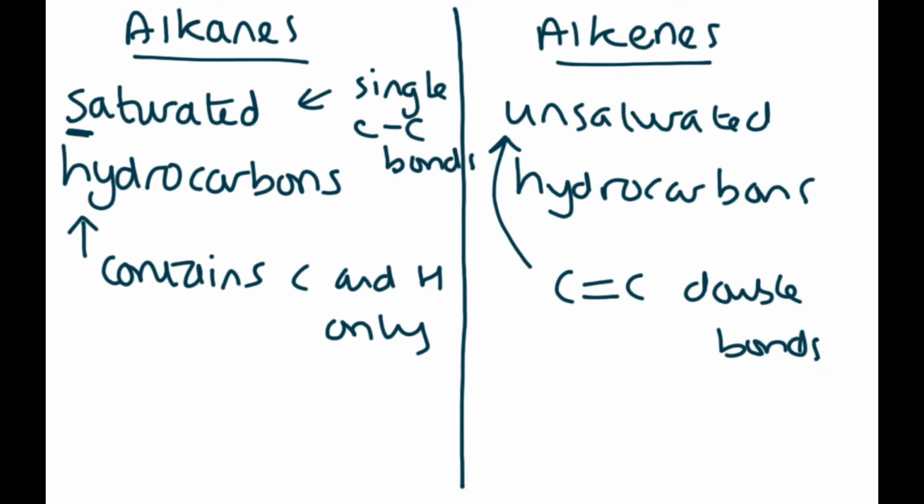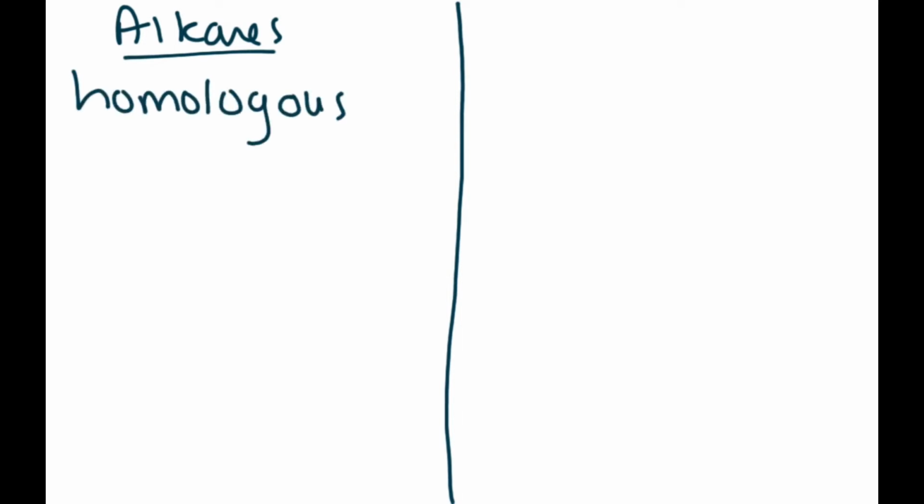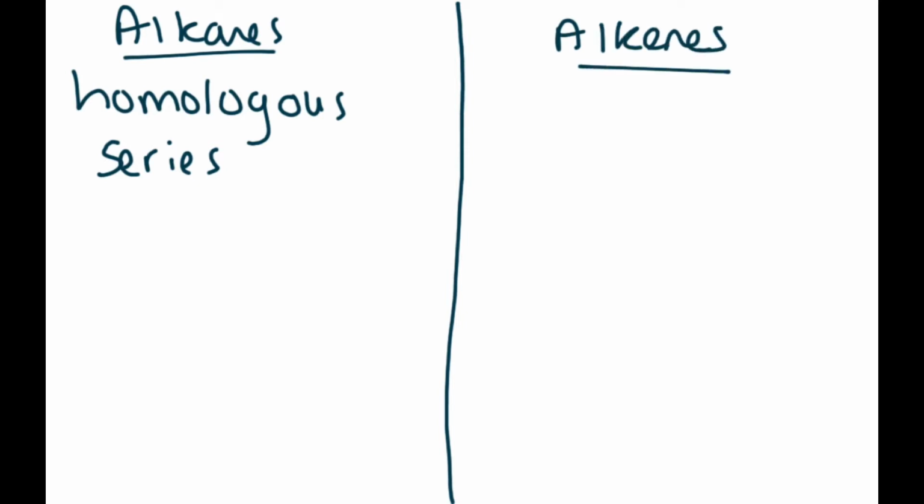Now we're going to keep this comparison going in terms of the homologous series. Be careful with your spelling here. Remember, the homologous series means the family of same functional group, but each member differs by CH2. We're going to compare alkanes and alkenes.